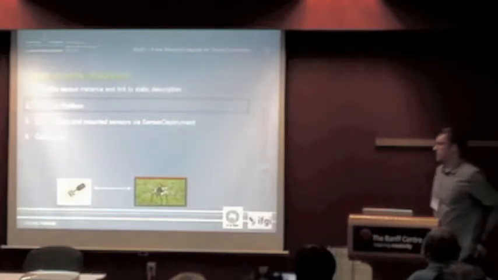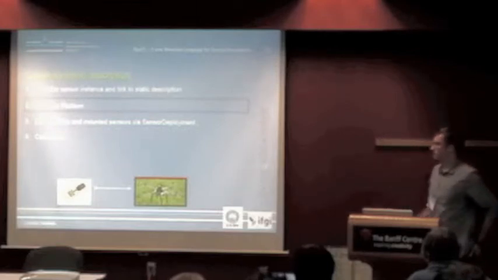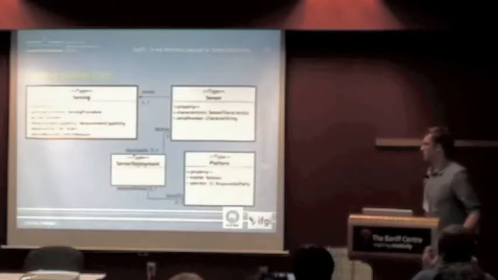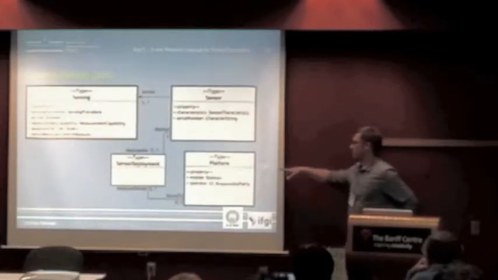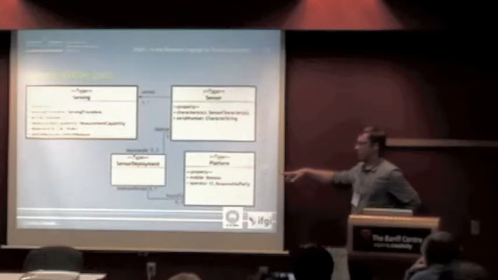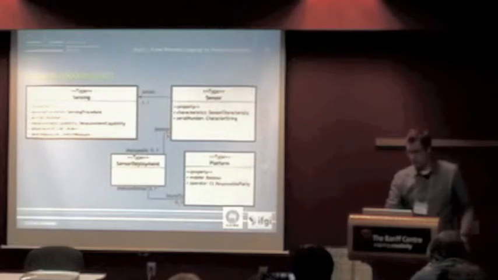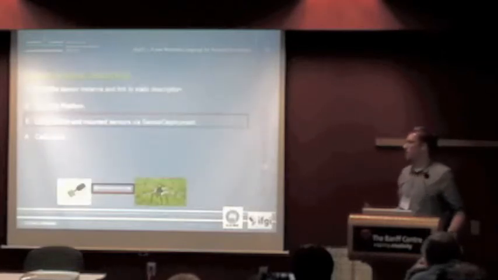Step 2 is if there is a platform available. In this example, we have a UAV, the helicopter. The user has to describe the platform. You can see the UML model with the platform, so you can describe whether it's mobile or the operator. And after that is done, the user has to link the platform and mount the sensor by a sensor deployment.